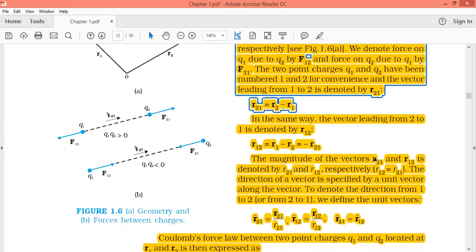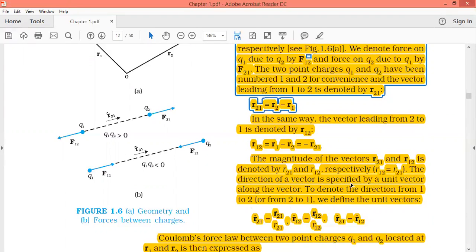The magnitudes of these two vectors R21 and R12 are denoted by R21 and R12 respectively. We are taking the magnitude. What is magnitude? Whether it is positive or negative, it will be considered positive only. Magnitude will always be positive. So R12 will be R21. If you have a negative sign, it means the direction. Depending on direction, we will have different signs.